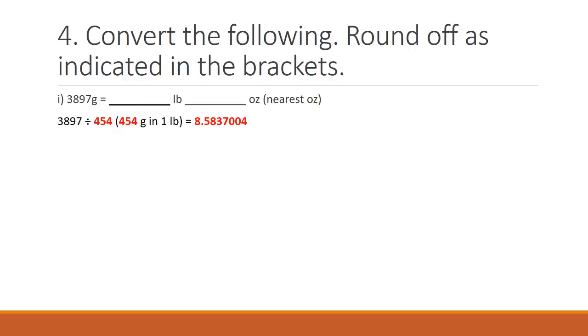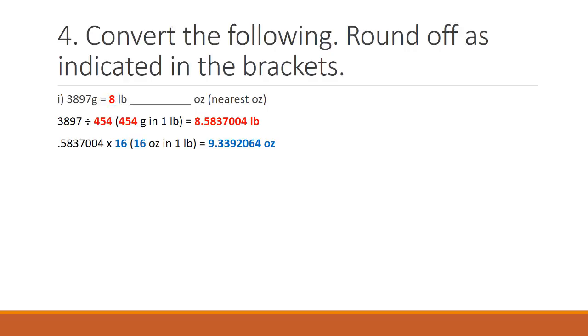And when I do that, I get 8.58370004 pounds. I am now back to the no-brainer part. If I have 8 pounds in this decimal answer, I'm going to have 8 whole pounds up here. And now the only thing I need to deal with is the decimal .583.7004 pounds. I need to know the relationship, obviously 16. Let's multiply decimal .58370004 by 16 ounces, and I get 9.3392064 ounces, and that's going to go right here.